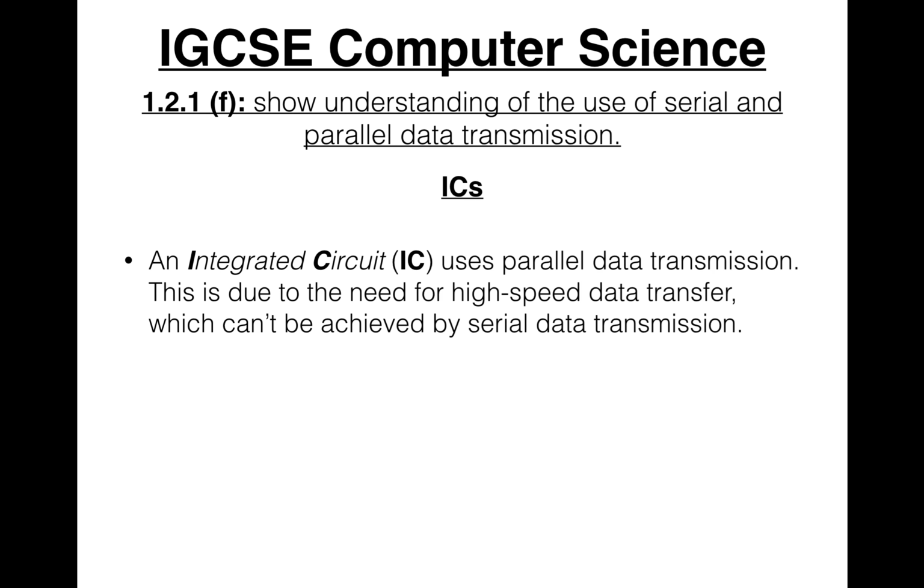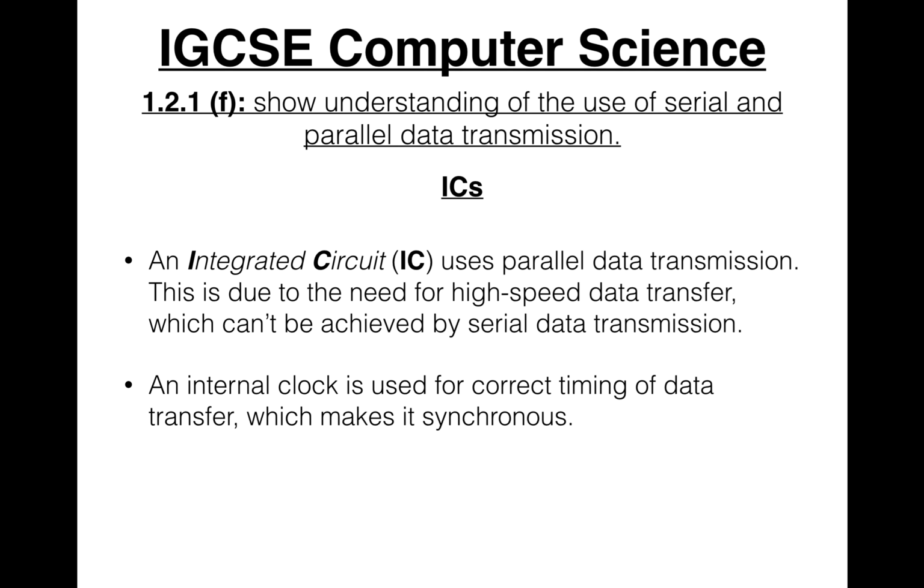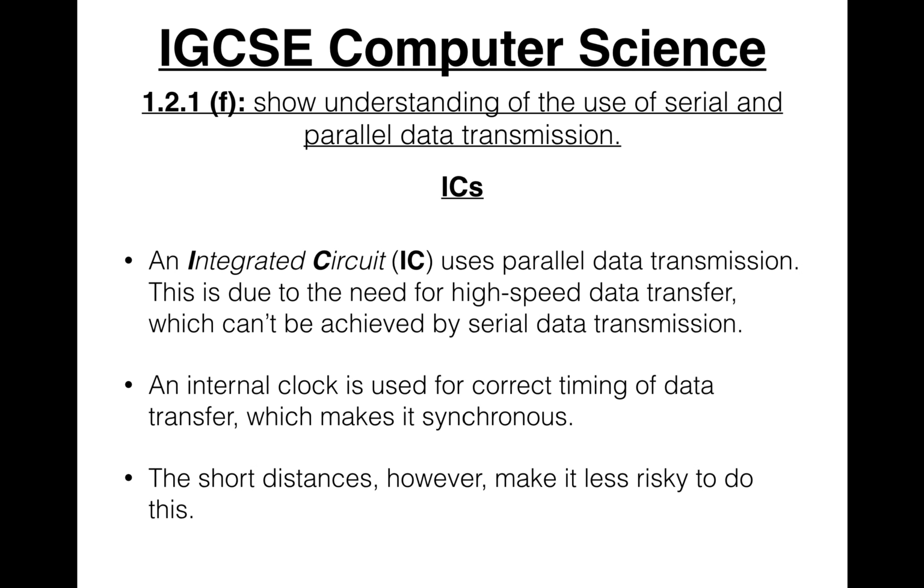So, integrated circuits use parallel data transmission. This is due to the need for high-speed data transfer, which can't be achieved by serial data transmission, as we've discussed in the earlier video. An internal clock is used for correct timing of data transfer, which makes it synchronous. So remember, synchronous and asynchronous data transmission. But the short distances make it less risky to do this.